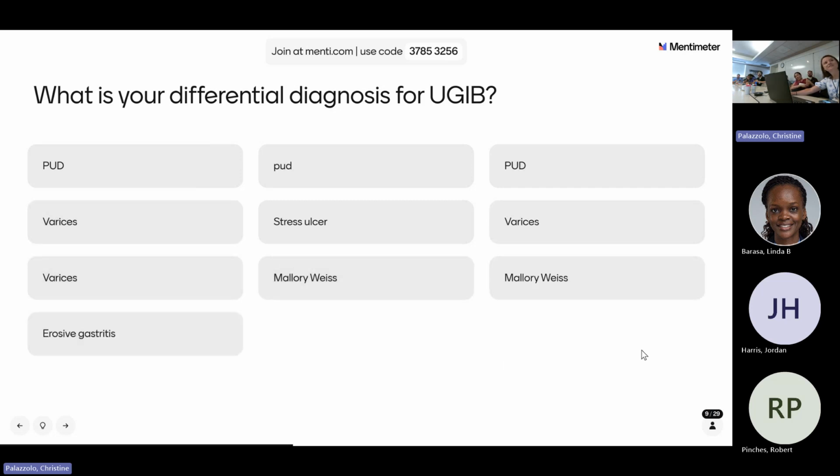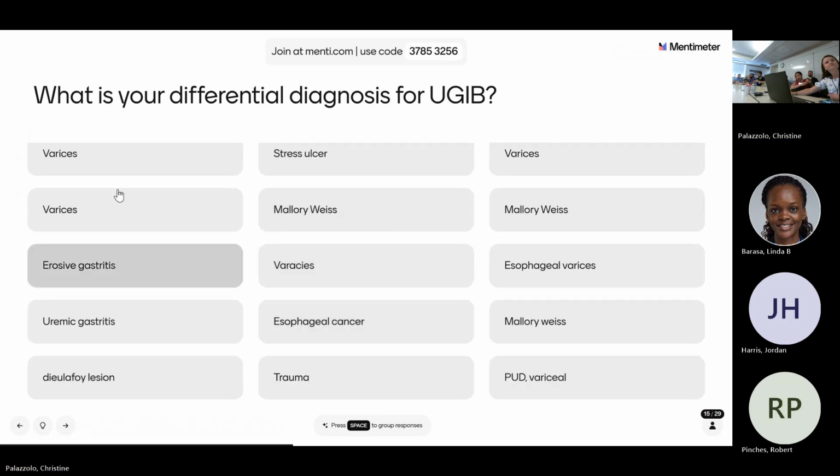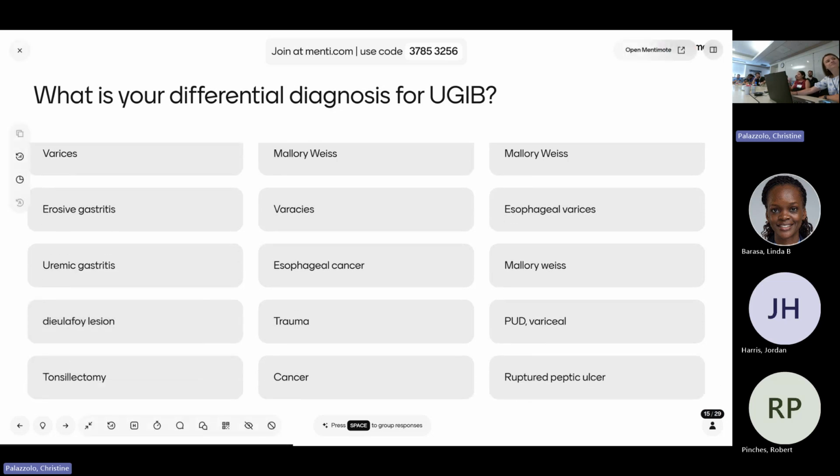Varices are coming up now. All right, great. Erosive gastritis, esophageal cancer, that's a good one. Can anyone who wrote Mallory-Weiss just tell me briefly what that is? Essentially, after repeated episodes of vomiting, they tear the esophageal lining, causing bleeding. Great, awesome. So classic history is I vomited a few times, nothing was there, and then after I vomited again, there was blood. That's a very good thing in the history to help you differentiate. Okay, ruptured peptic ulcer, cancer. Anything more?